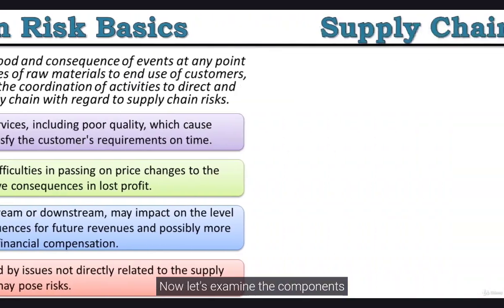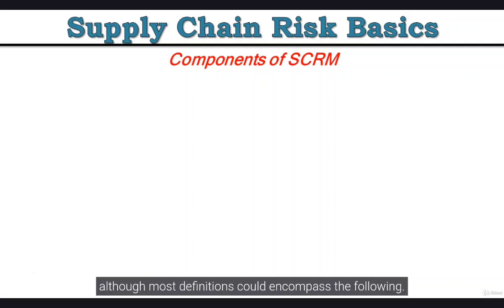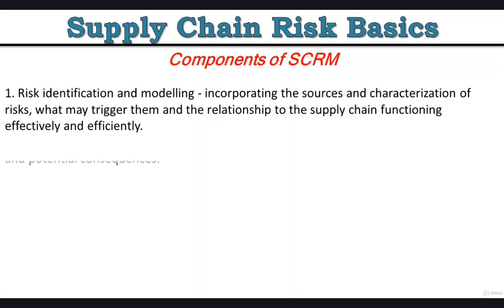Now let's examine the components of supply chain risk management. The components of supply chain risk management may again be differentially defined in terms of the subdivision of the particular strands, although most definitions would encompass the following. First, risk identification and modeling, incorporating the sources and characterization of risks, what may trigger them, and the relationship to the supply chain functioning effectively and efficiently.